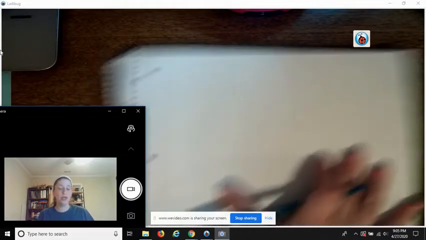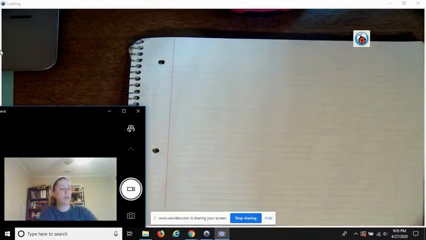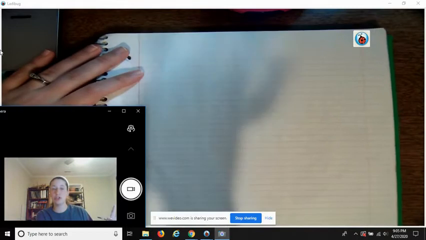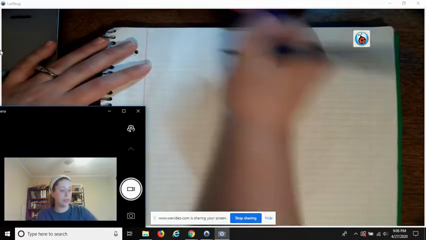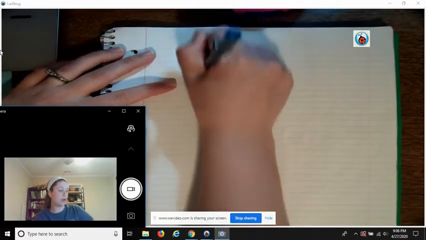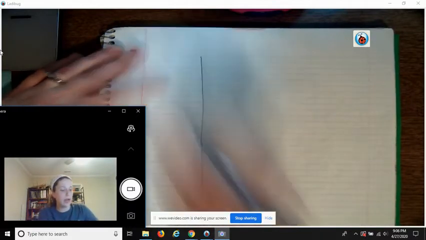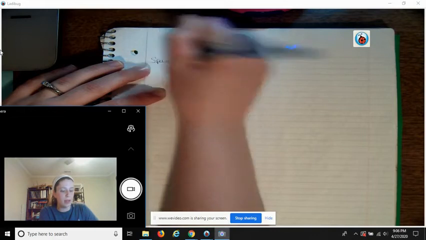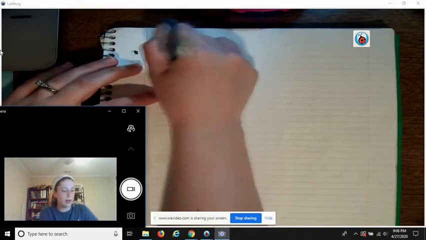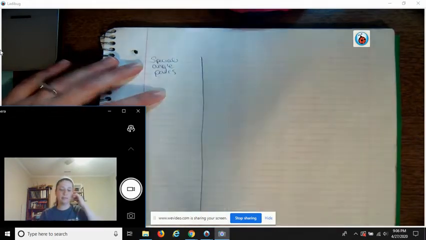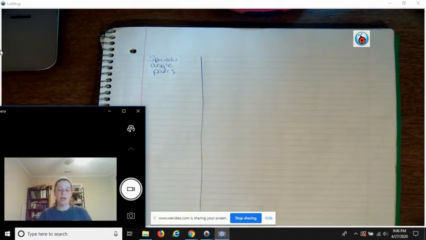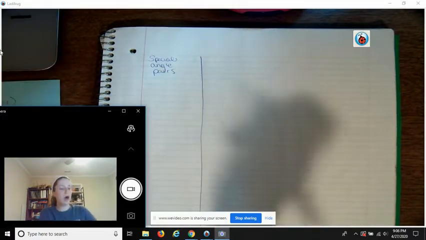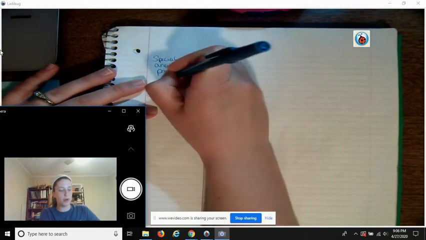Okay, so today we're talking about special angle pairs. I'm doing this just straight up on notebook paper, so you go ahead and do the same. I'm going to make two columns. This is our special angle pairs notes. In this column, there's going to be a description or a picture.